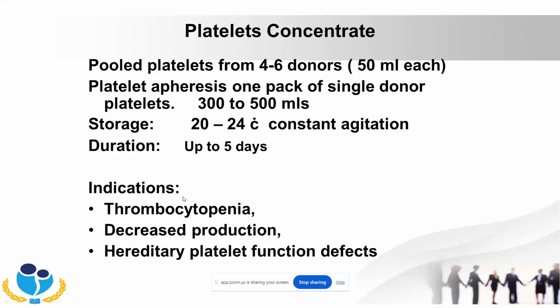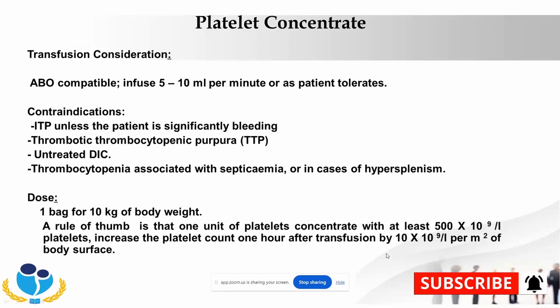The indications are thrombocytopenia due to decreased production or other causes, or hereditary platelet function defects. Platelet transfusion is indicated. ABO compatible platelet concentrate is preferable if possible, but if we don't have it, we can transfuse incompatible platelets, especially if the contamination with other cells is very minimal, and the patient should be monitored closely for reaction. Contraindications for transfusion of platelets, as usual: ITP, unless the patient is critically and significantly bleeding or scheduled for surgery.